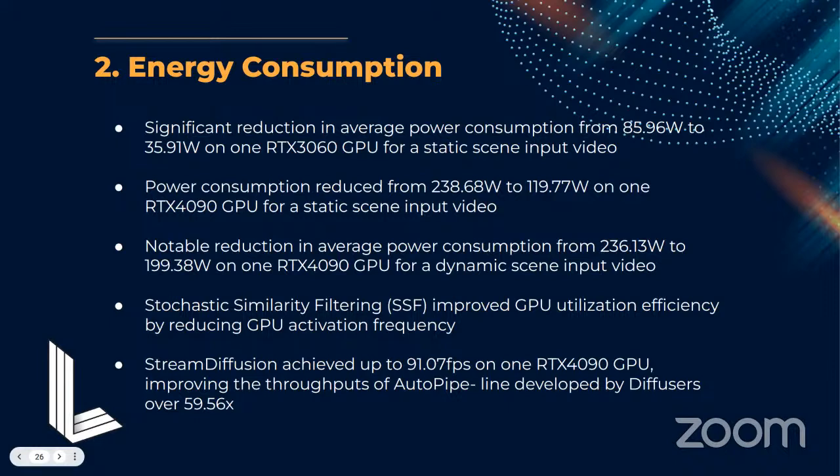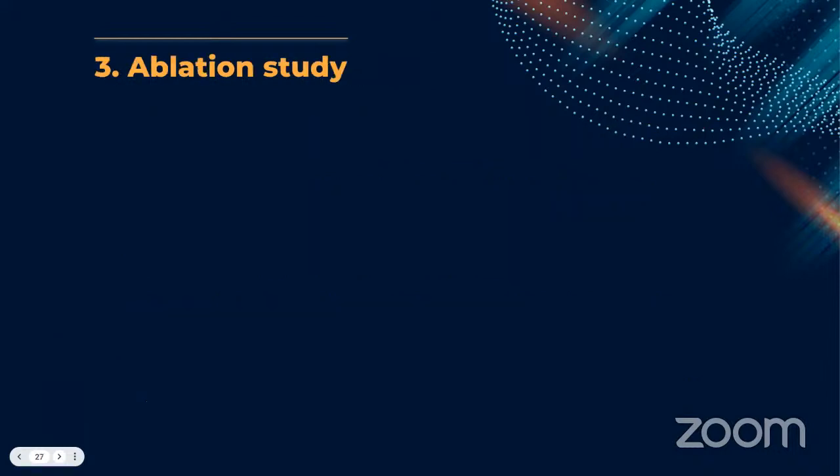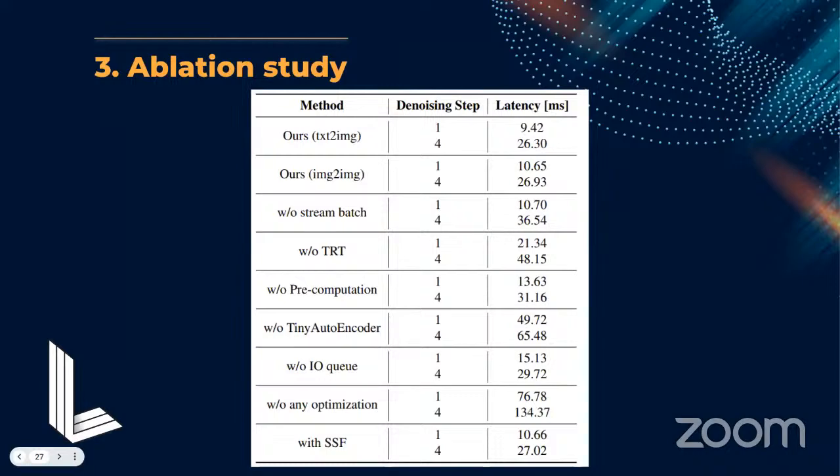The results indicate StreamDiffusion achieves efficient inference times for the image-to-image and text-to-image generation. As you can see from the results, notably 10.98 and 9.42 millisecond for the 1 denoising step, and 26.93 and 26.30 millisecond for the 4 denoising steps respectively.